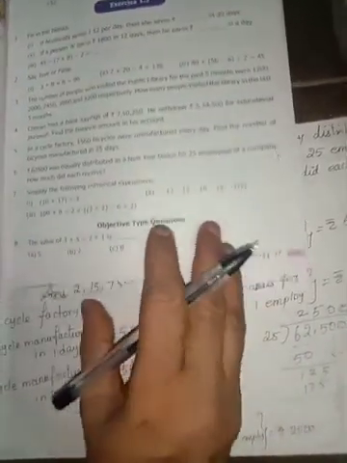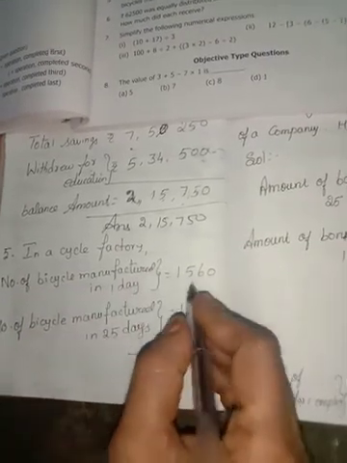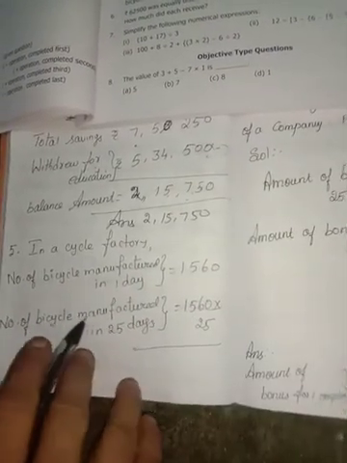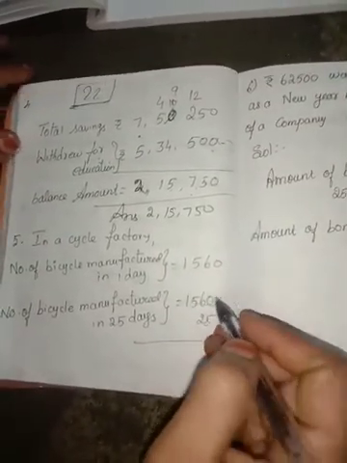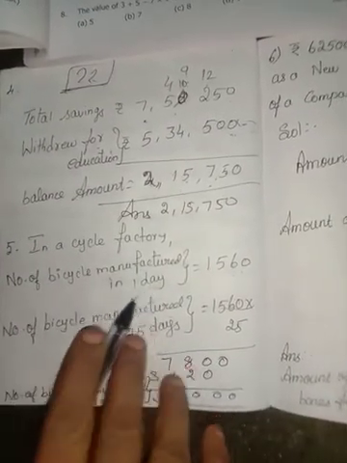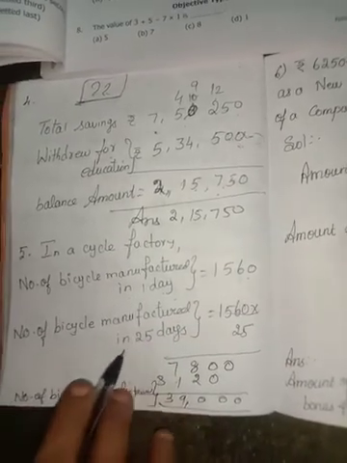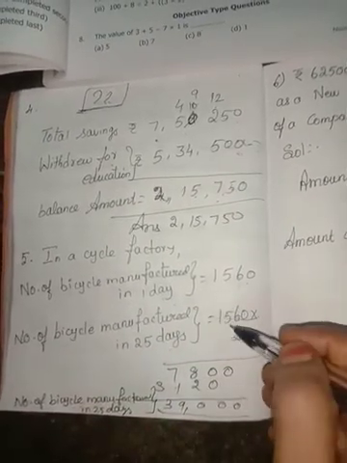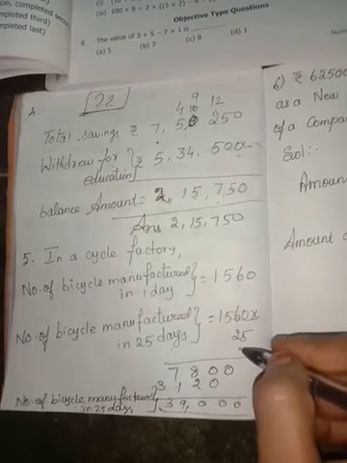How can you find? We must multiply the numbers. So in a cycle factory, the number of bicycles manufactured in 1 day is equal to 1,560. Number of bicycles manufactured in 25 days is equal to, we must multiply by 25. So 1,560 multiplied by 25.